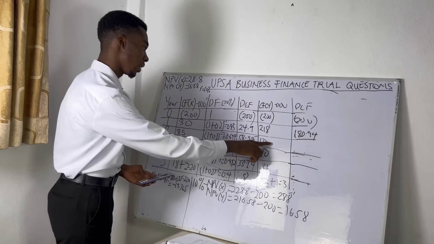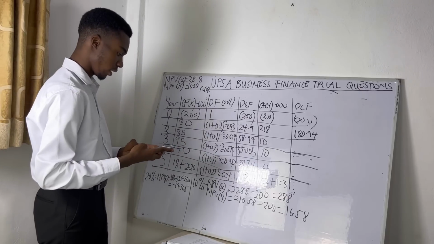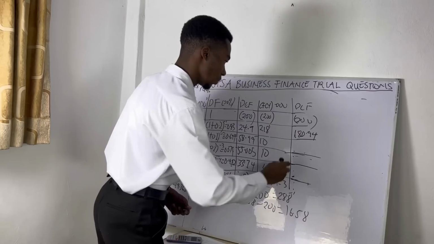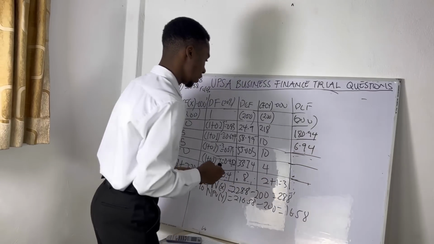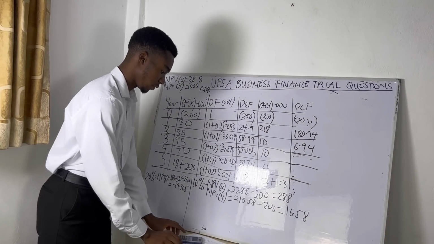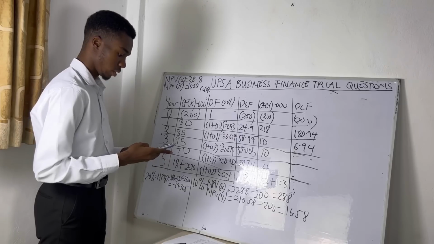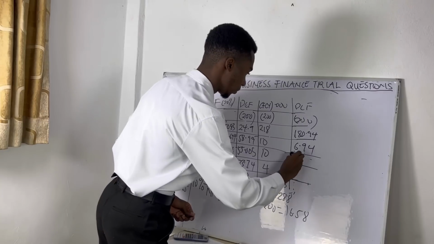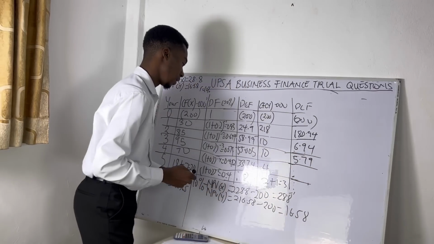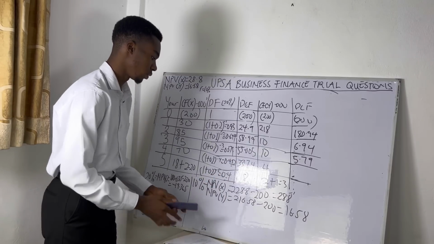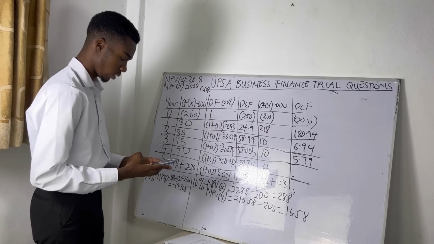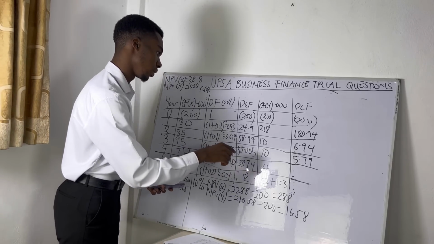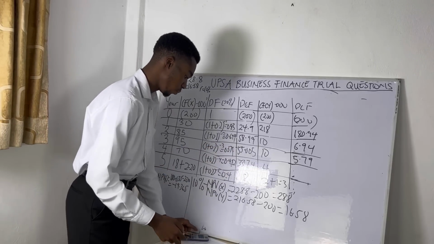Then the next one is 10 times 0.694. I'm getting 6.94. And 10 times 0.579, I'm getting 5.79. And we have 0.482 times 4. So 0.482 times 4 is 1.928.